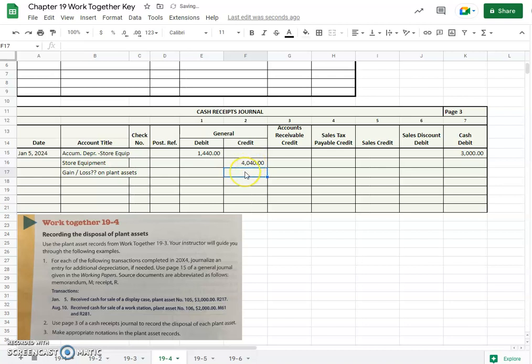And then we've got to figure out what is the difference, right? Because we're either going to have a gain or a loss. If we add the debits of cash and accumulated depreciation and compare them to the credit in store equipment, the difference has got to be in the credits, so it'll be a gain. That leaves us with a $400 gain on plant assets. And the receipt number is 217.